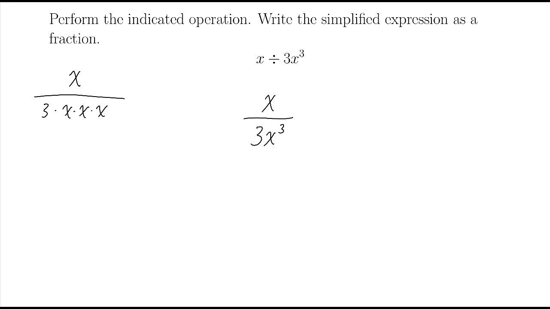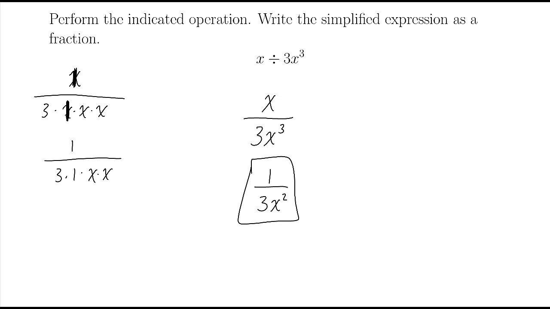This x on the top divided by this x down here is going to give you a 1. So this is really just 1 over 3 times 1 times x. That's the simplified version of it. Let's put all that together. 3 times 1 is 3, times x is 3x, times x is 3x squared. That will give me 1 over 3x squared.